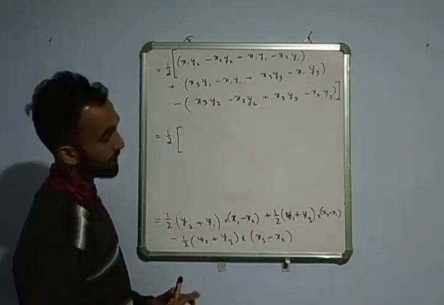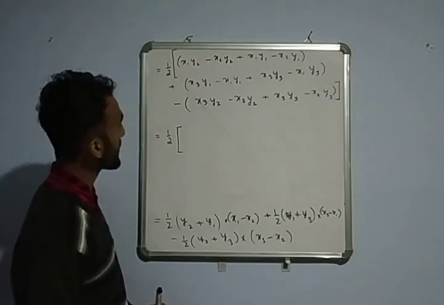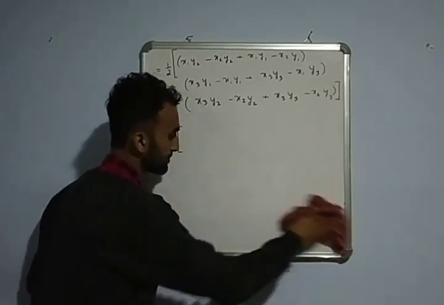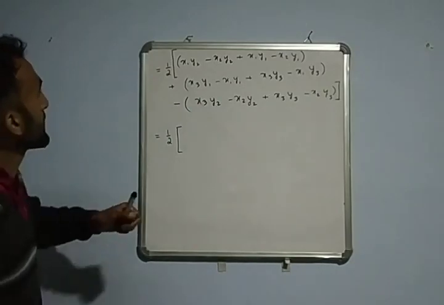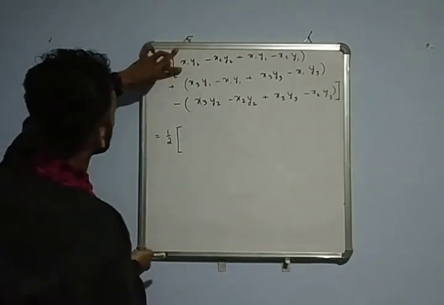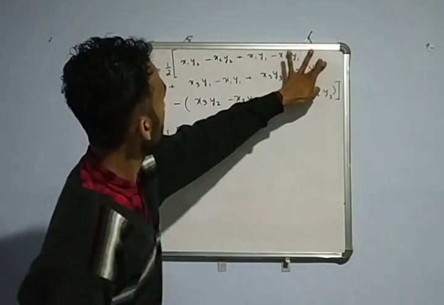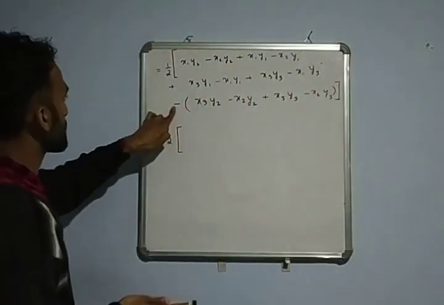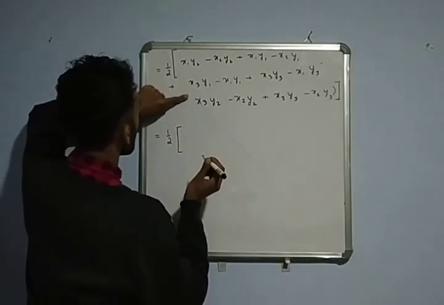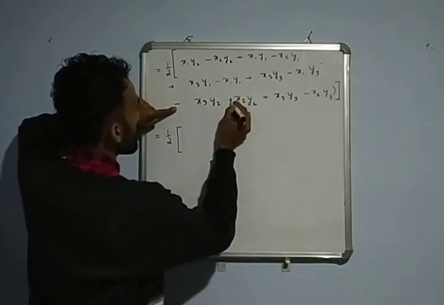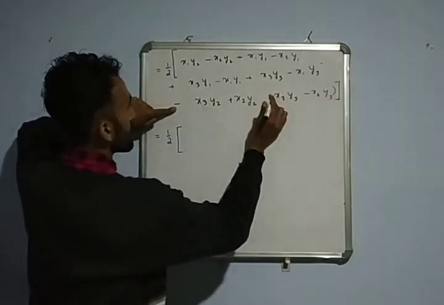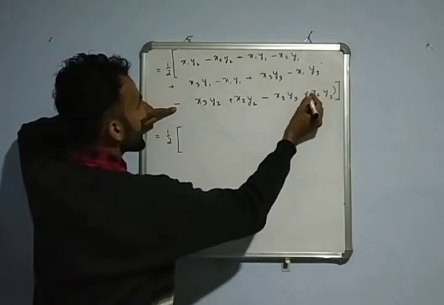So you can just pause the video till here. I'm going to open the bracket now. Now directly I'll open from here. This one bracket is already open, and this is a plus sign, it will remain as it is. And there is a minus sign, so all the signs will change. Minus into plus is minus, minus into minus is plus, minus into plus is minus, minus into minus is plus.